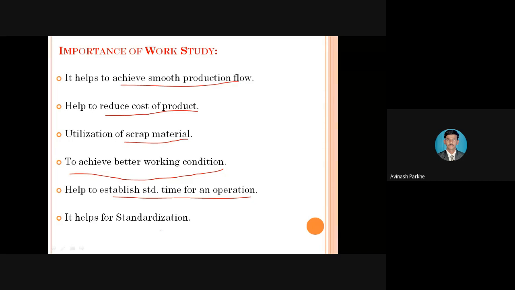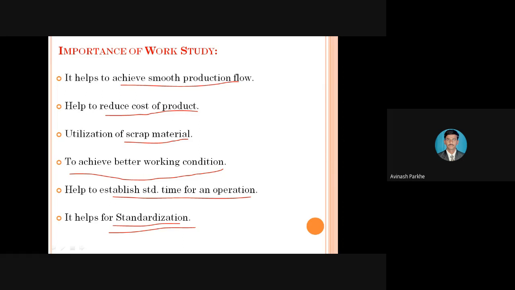And the last one is it helps for standardization. In the method study, we are doing the modification in the existing process, which means we are going for standardization. Or sometimes in the method study, we are developing a new technique for a new product, which means again we are moving towards the standardization of that particular product.